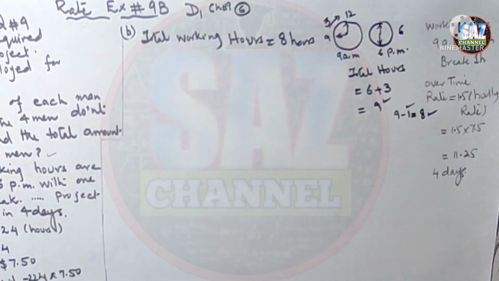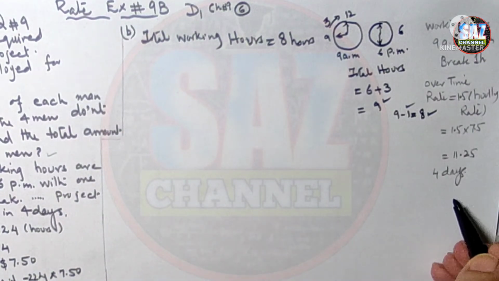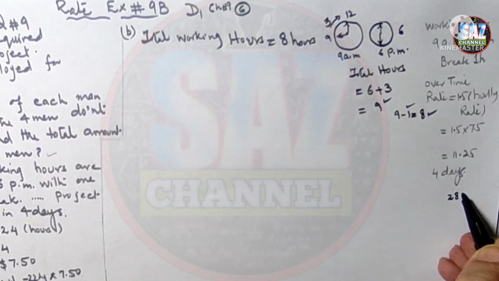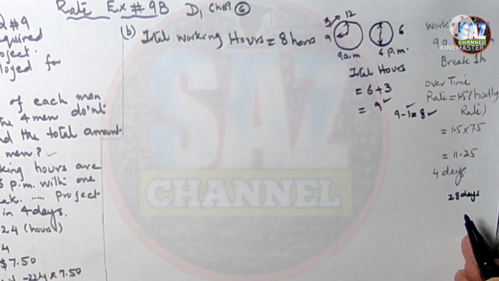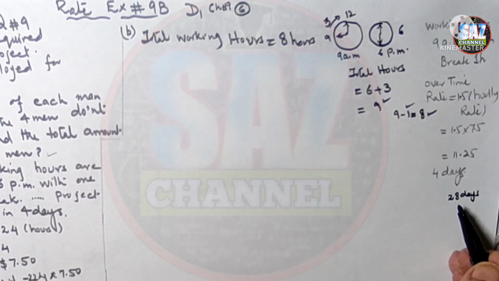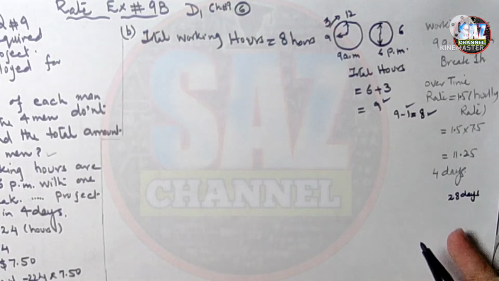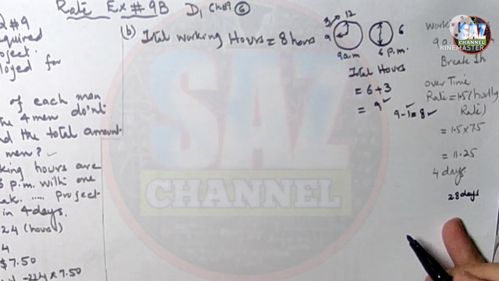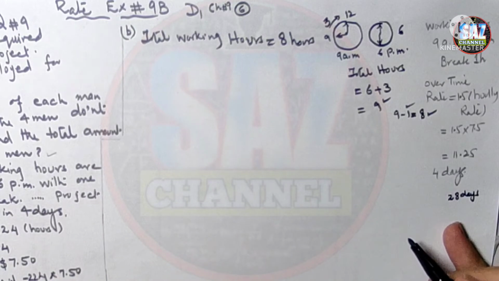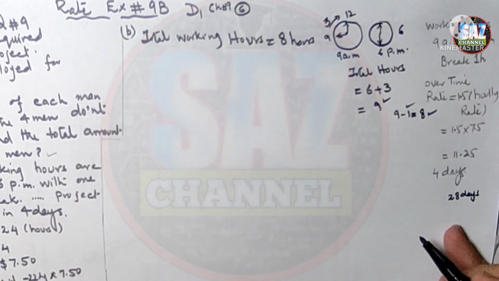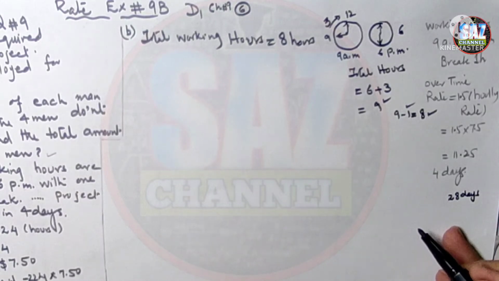So 224 hours is equal to 28 days, 28 working days for the workers. Now the problem is that the job has to be finished in 4 days. So previously we were finishing the same project in 28 days, and now we are finishing it in 4 days. Obviously the work has to be finished in less time, so we have to work extra.